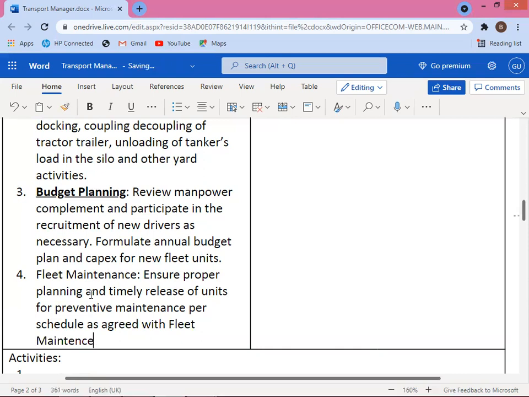Sometimes some companies just call it fleet manager, but other companies specify the maintenance manager. So me, I'm going to write fleet maintenance manager. This is the guy who is in charge of the maintenance workshop or motor pool. For Filipinos, we usually call it motor pool. For guys in Europe, they call it workshop.